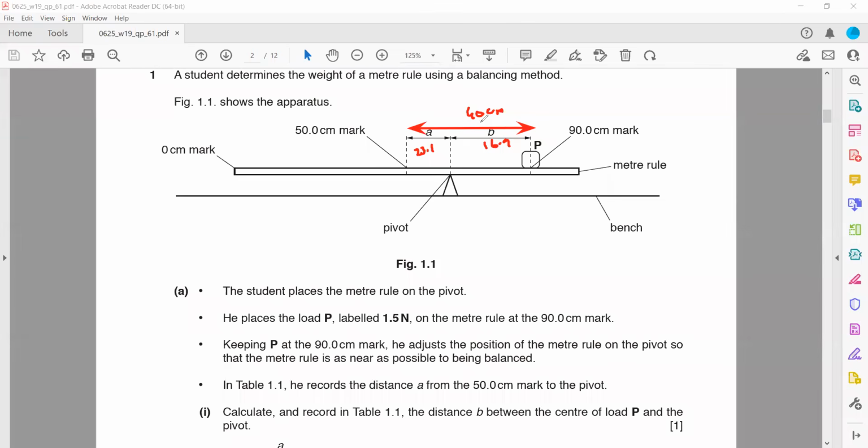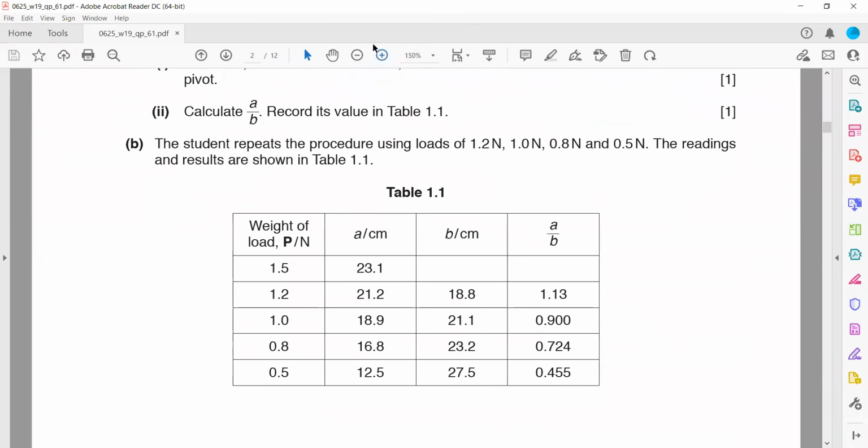But because the student is repeating the procedure, changing it. So if A is 23.1 and the total distance from the center of mass of the meter rule to the center of mass of the object is 40, the remaining distance will be 16.9. So here the value of B should be 16.9. And then we take a ratio between A over B, A divided by B.